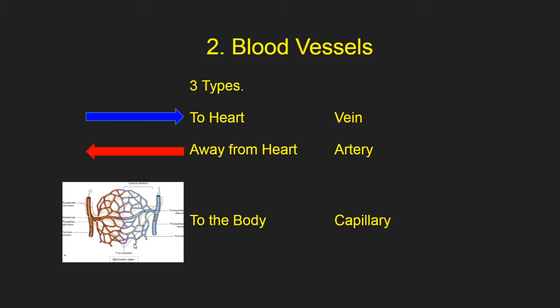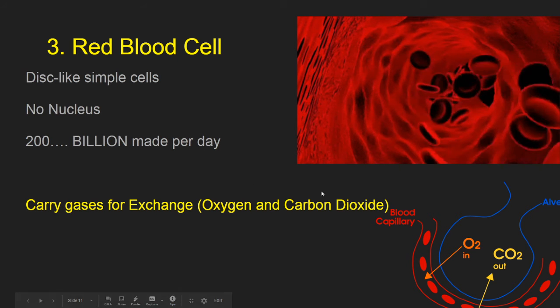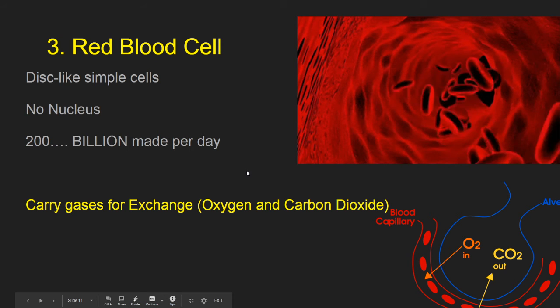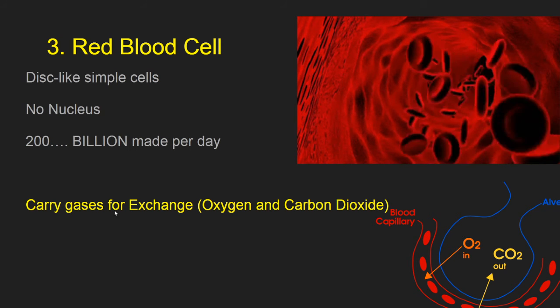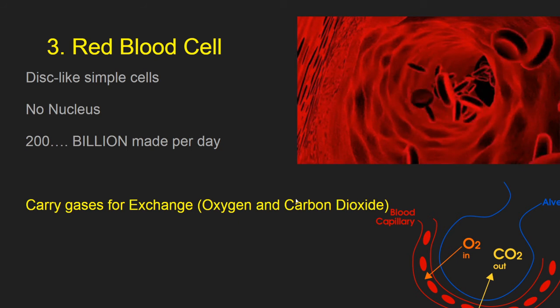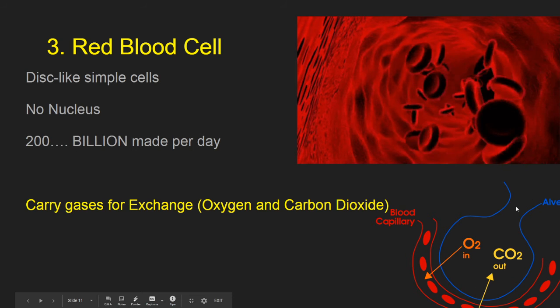This is a capillary bed. It's responsible for getting blood wherever it needs to go. Our red blood cells, the workhorses of this system, will carry the gases for exchange. So they pick up carbon dioxide from the body, and then they swap it out for oxygen inside the alveoli.